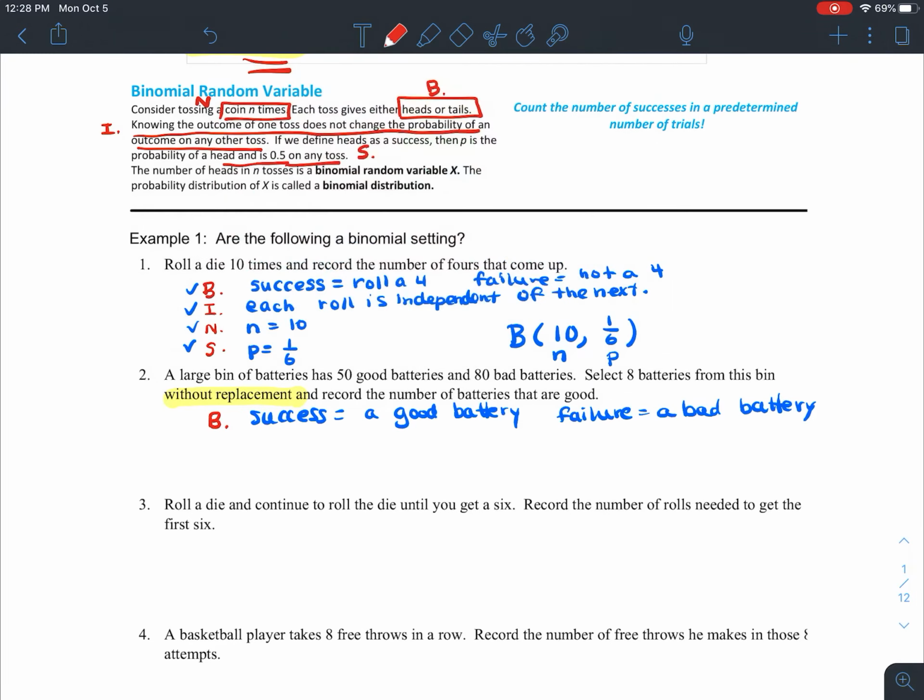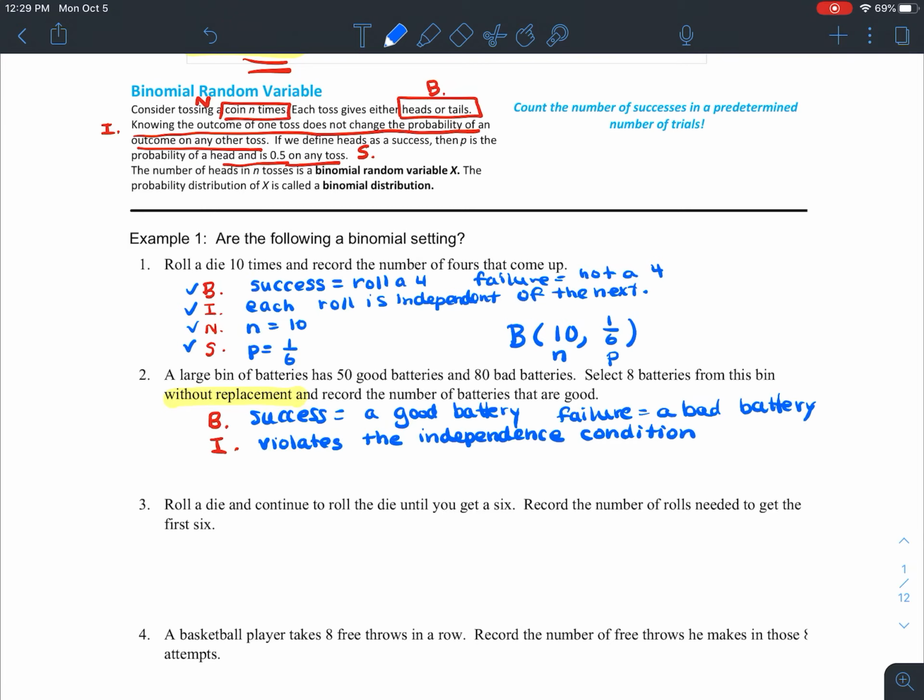And then the independence condition here, it does kind of feel like this condition is being violated because we're not putting the battery back in. If we're keeping the batteries out, then that's changing the probability from one trial to the next. If I tell you that the first selection was a good battery, then that changes the likelihood when I reach in for the second battery of what the odds are for me selecting another good battery, or for that matter, even a bad battery. The probability is fluctuating and changing each time I remove a battery and I keep it out.